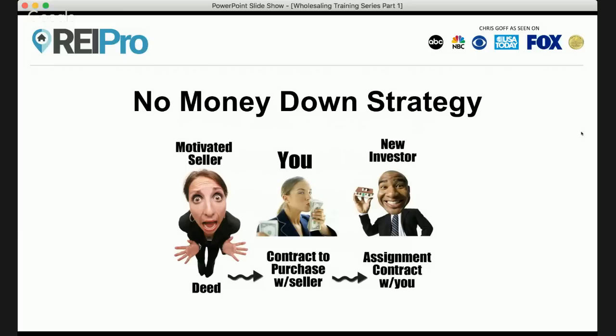So very simple. If you look at this graph, you find a motivated seller, you have a contract to purchase with the seller, and then either an assignment of contract or what we'll call a double close, which we're going to talk about in future trainings. We're basically passing or selling the contract. We're not selling the house. We're putting the house under contract to buy, and then we're selling that contract to a new investor that wants to come in, cash the seller out, pay us a fee for doing that, and then they can go and fix it up, rent it out, whatever they want to do with it.